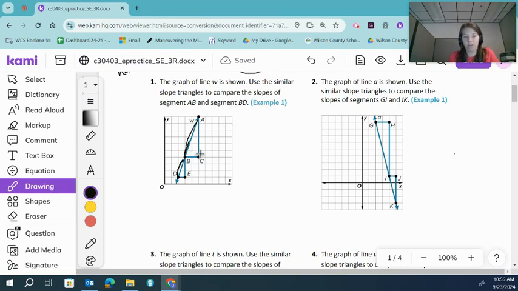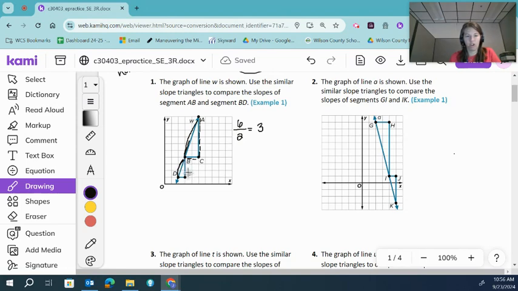So my vertical height here on segment AB is 1, 2, 3, 4, 5, 6. So vertical height is 6 and horizontal height is 1, 2, which simplifies to 3, or 3 over 1. Now let's take a look at BD. That's this one here.